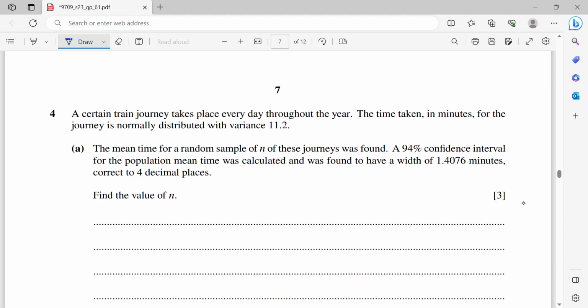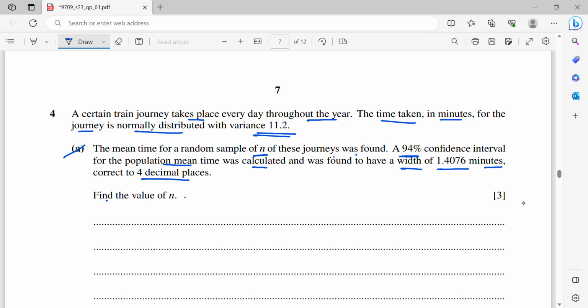Okay, now let's move on to question number 4. A certain train journey takes place every day throughout the year. The time taken in minutes for the journey is normally distributed with variance 11.2. Now A, the mean time for a random sample of n of these journeys was found. A 94% confidence interval for the population mean time was calculated and was found to have a width of 1.4076 minutes, correct to 4 decimal places. Find the value of n.